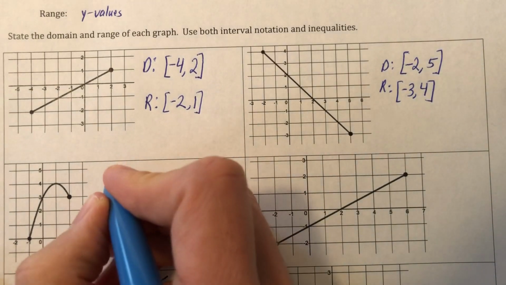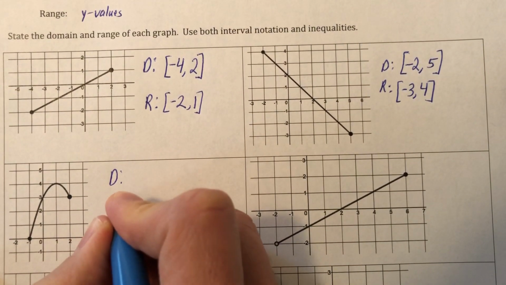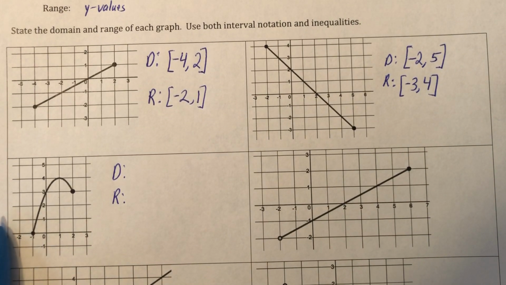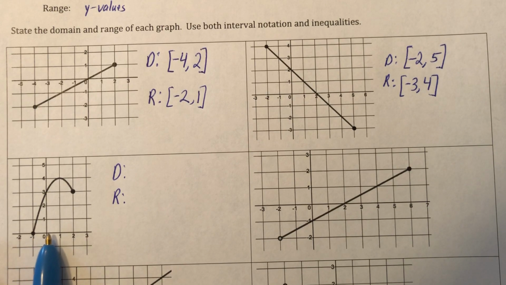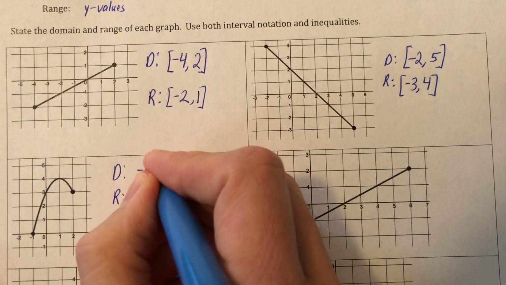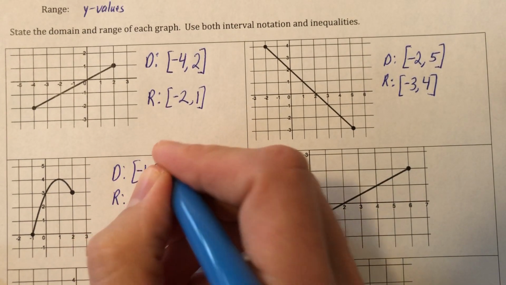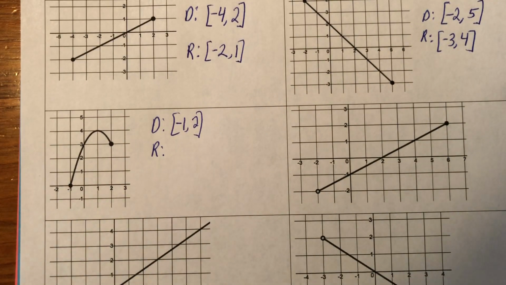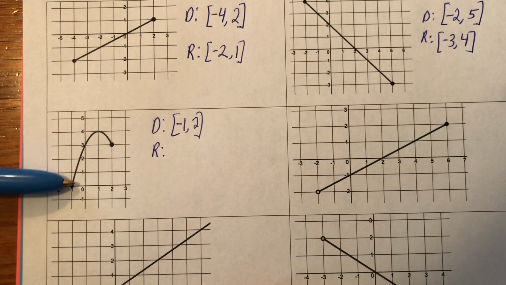All right, let's keep moving. My domain, my range. My domain goes from, I'm going to look from left to right, -1 to 2. Bracket on both. Now what y values do I use? Here's where it gets tricky, because you might look at that and say I'm going to go from here to here.